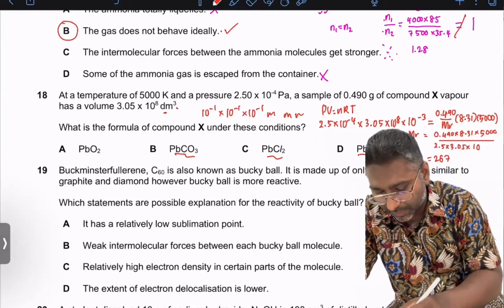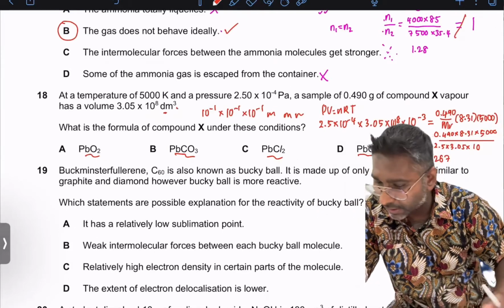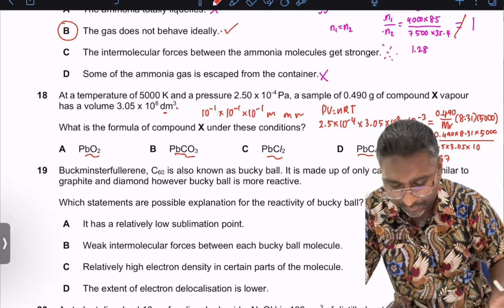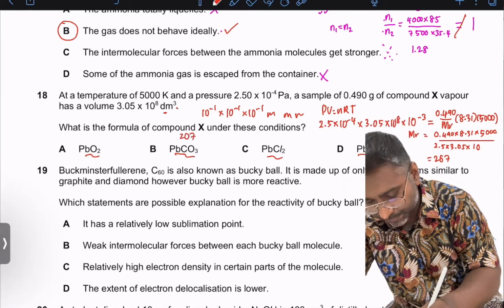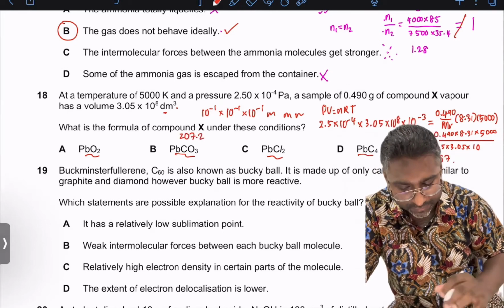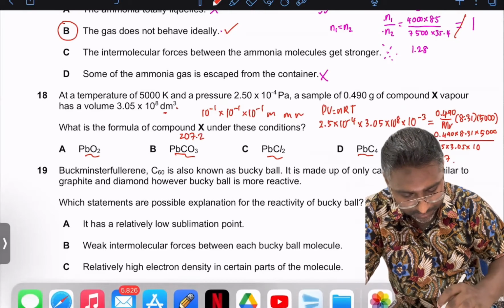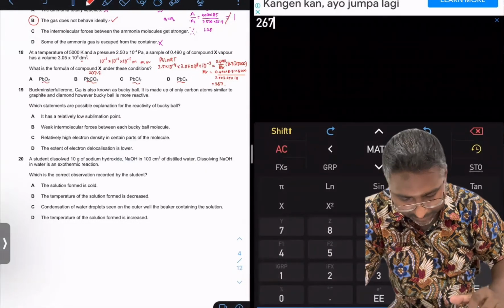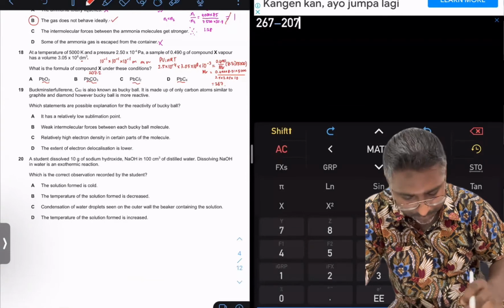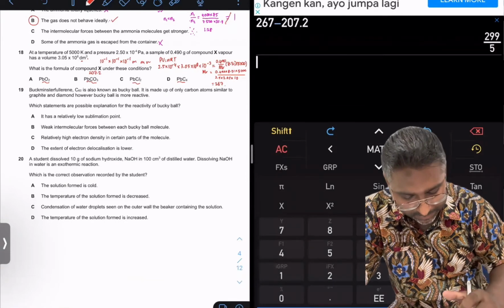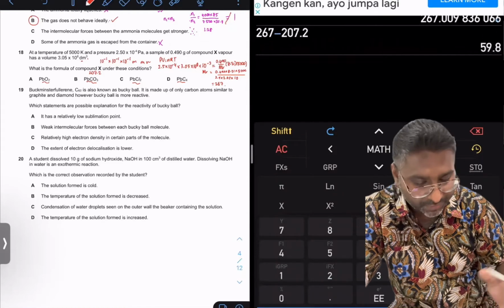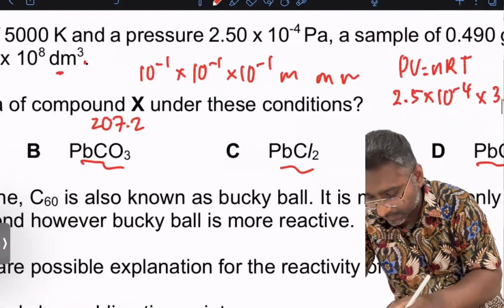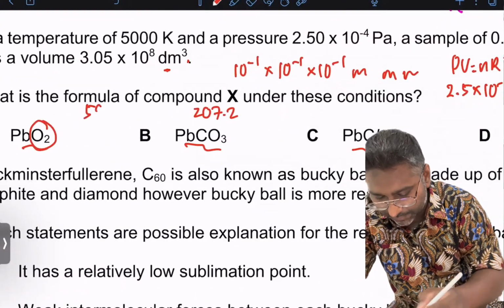But okay, if you want to do it faster, if you look at Pb in your periodic table, Pb is going to be 207.2. So what I can do, I find the difference here. 267 minus 207.2. Anything that can give me 59.8 will be the answer. So what I mean is, anything that can give me this value will be my answer.